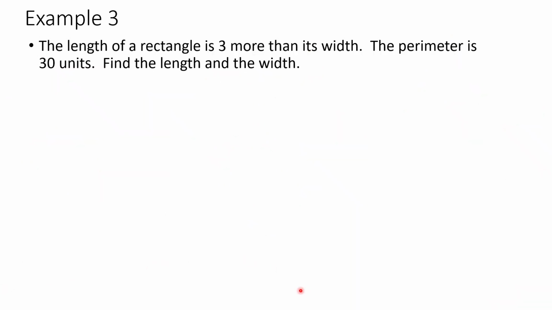All right, last example. The length of a rectangle is 3 more than its width. The perimeter is 30 units. Find the length and the width. So 3 more than would be +3. Okay, if I have $3 more than you have, and you have $10, then I have $13. Okay, 3 more would be add 3.